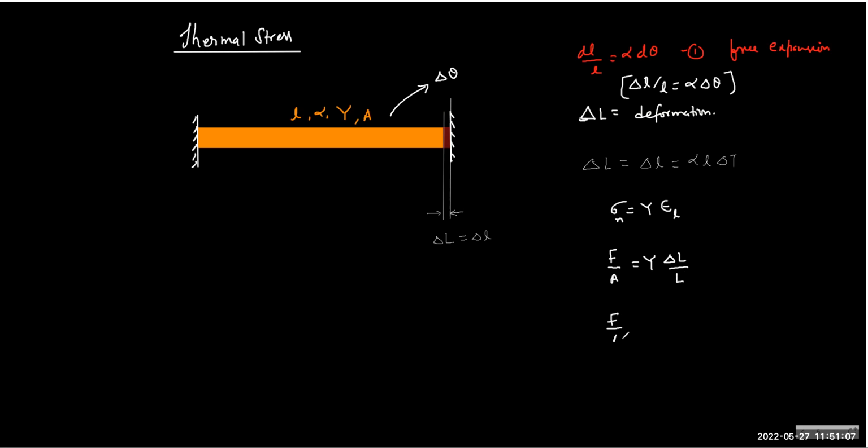F. Delta L is how much? And L we take as the previous length, smaller one. And this L cancels out. So what we get? So the force developed between the wall and the rod is this much. And that is how the two walls are welded together with a long distance rod.